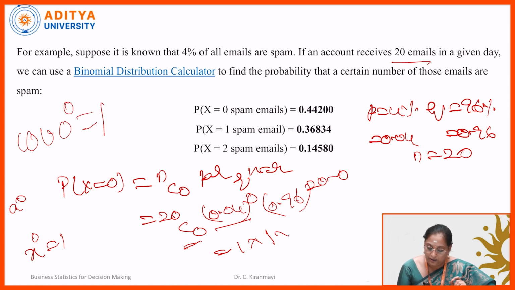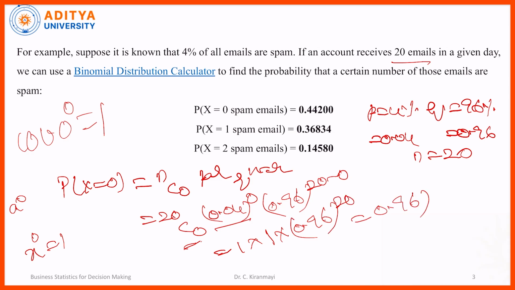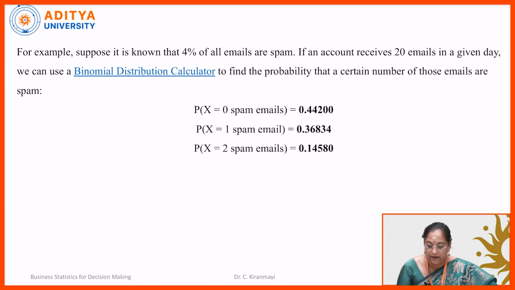Therefore, its value is 1 minus 0.96 to the power 20, so 0.96 to the power 20, and this value is going to be 0.4420, that is 44% chances. So, what is the probability that there will be no spam mail out of 20? Therefore, there is a 44% chance that out of 20, no mail is going to be a spam mail. Okay, so this is how we can make use of this binomial probability for making decisions.